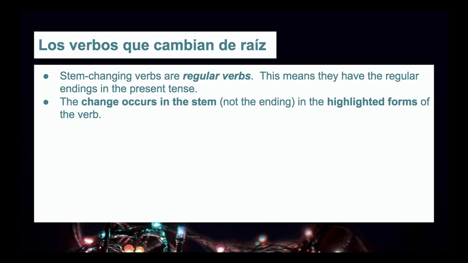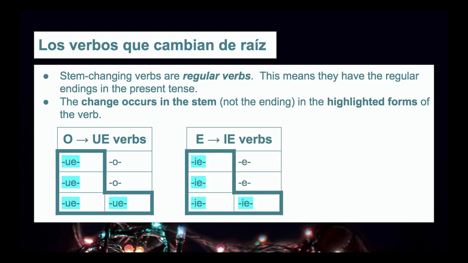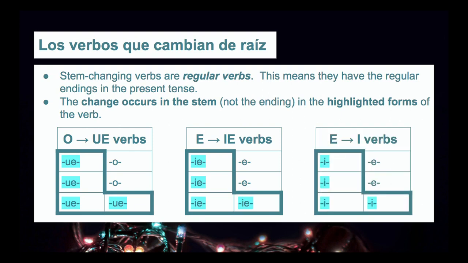Let's take a look at how verbs that have stem changes are organized. First, there are O to UE verbs. This means that the O in the verb stem will change to a UE in the highlighted forms of the verb. Next are E to IE verbs. For these verbs, the E in the stem will change to an IE. And finally, we have E to I verbs. In these, the E in the stem changes to an I.